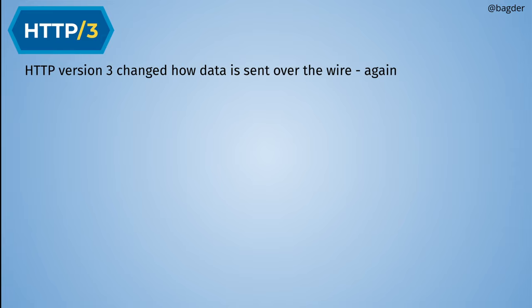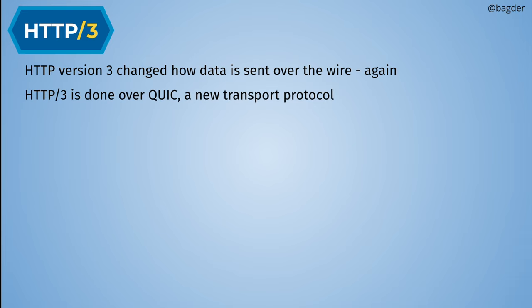And HTTP3, being the new kid in town, is still experimental, so you don't have it enabled by default. You have to enable it in your build. Most people don't do it, and we discourage people from using it in production. It changed again how it's done over the wire, so it's now done over QUIC. It's not TCP, it's not TLS, it's now QUIC. It's a new transport protocol done over UDP. It replaces TCP and TLS.